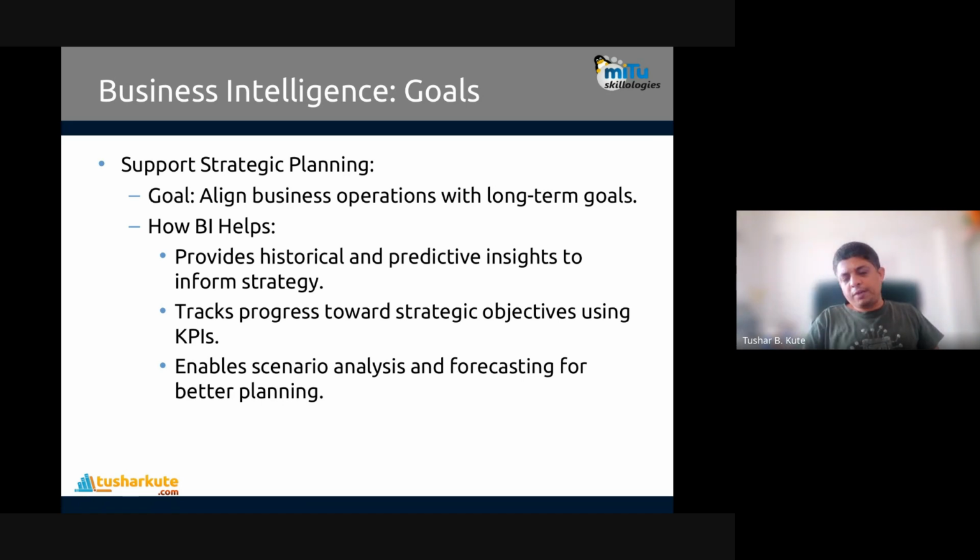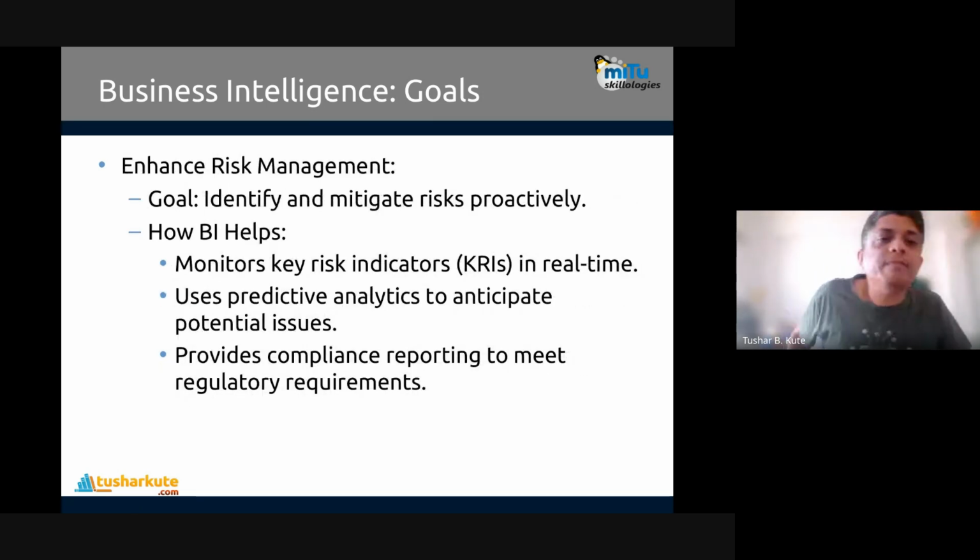I'll talk about that. We have an analytical method here: scenario analysis and forecasting for better planning. These are the goals. And at the end, risk management. Yes, appropriate risk. We have already talked about it. Appropriate risk management is another goal of business intelligence here: identify and mitigate the risk proactively, where risky steps or risky processes can be identified.